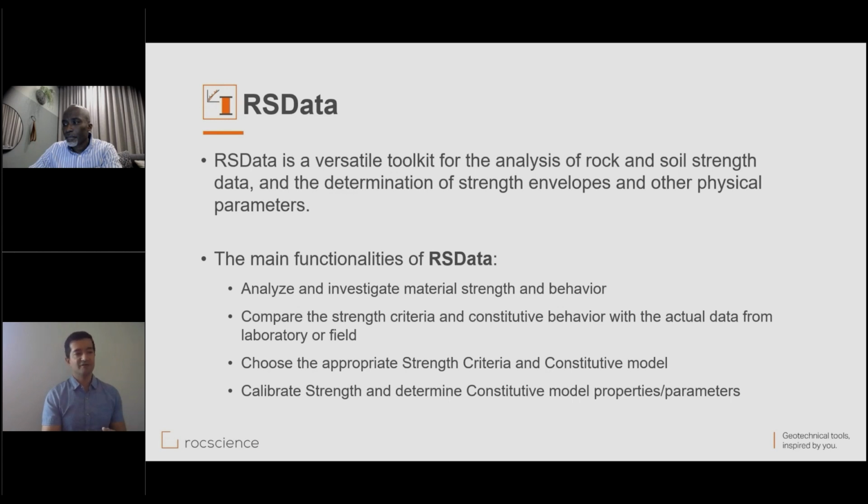The main functionalities that we have envisioned for it are to analyze and investigate material strengths and behavior, compare the strength criteria and constitutive behavior with the actual data from laboratory or field, choose the appropriate strength criteria and constitutive model, and then calibrate the strength criteria and identify some of the constitutive models. More features will be added later as RSData grows, but we have a bunch of them already implemented, and we are going to introduce them to you. So with that, I'll pass the presentation to my colleague, Reginald, and we'll follow from there.